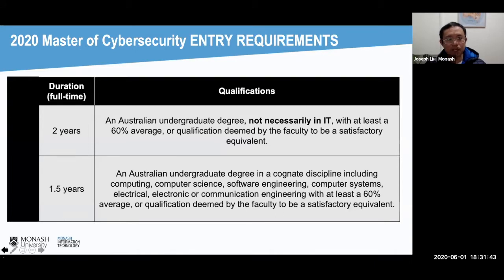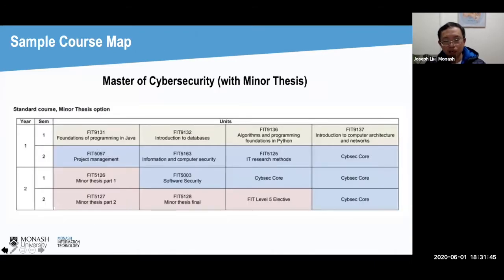Maybe can you go back to the previous one? Yeah. So, what else are the units you can choose? If you choose a minor thesis, you still have to choose some other cybersecurity core units, but we provide flexibility for you. It's the last one, the FIT level 5 elective. So you can choose any other FIT level 5 unit. For example, if you have interest in taking one unit from data science, it's up to you. This is the flexibility that we provide to you if you take the minor thesis.